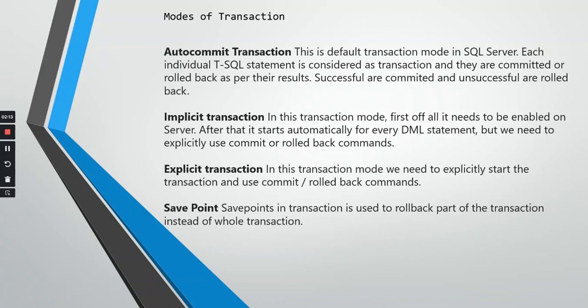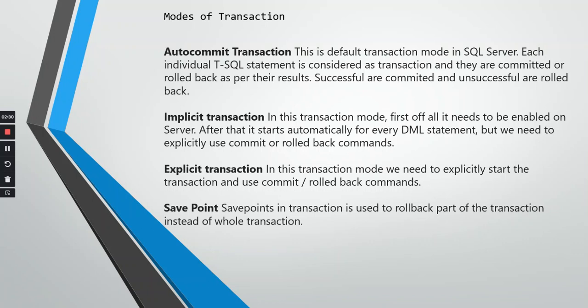Then comes the explicit transaction. In this transaction mode, we need to explicitly start the transaction and use commit and rollback. So here you will have to explicitly start the transaction with the help of commands like begin transaction, and then commit transaction and rollback transaction.